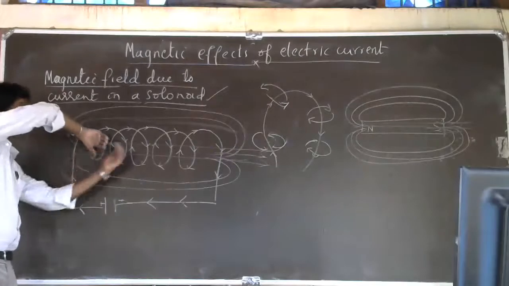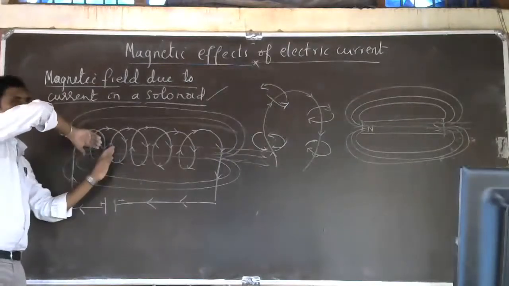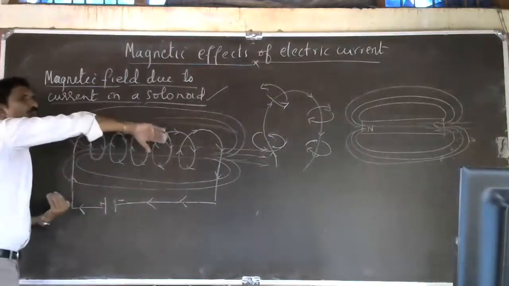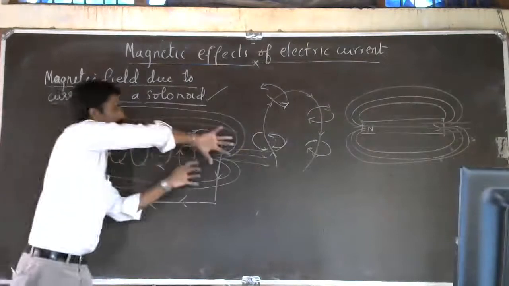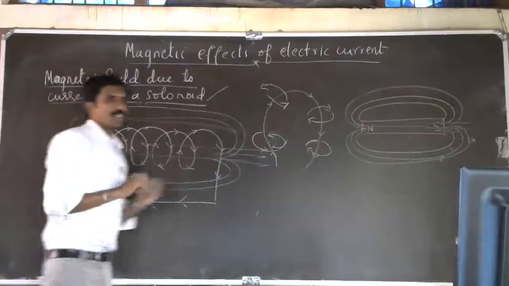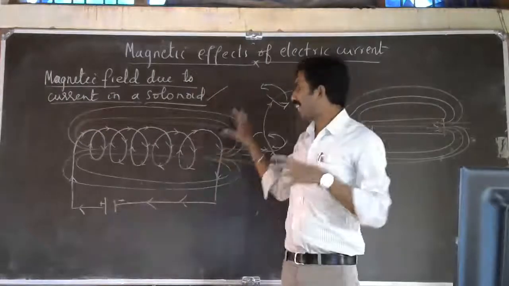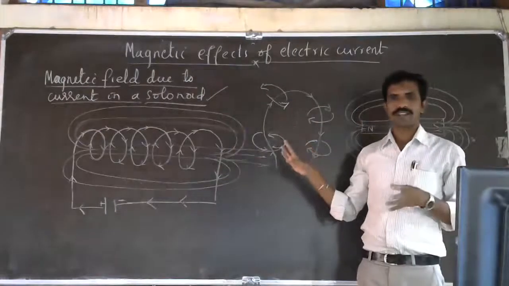the magnetic fields are coming from the board, entering the hollow tube. They are moving like this. Understood? This is how the magnetic field is created in a solenoid.